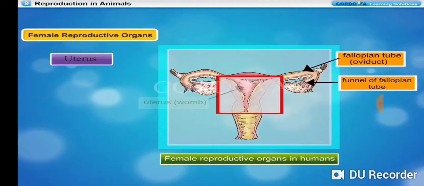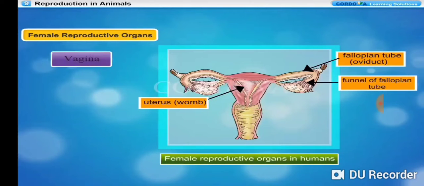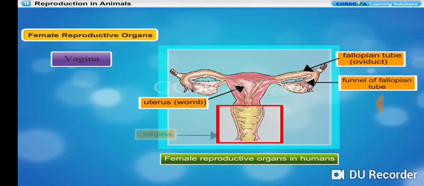Uterus, womb. The 2 fallopian tubes connect to a bag-like organ called the uterus, or womb. The growth and development of a fertilized egg, the zygote, into a baby takes place in the uterus. Do you know, the uterus has muscular tissues that expand during pregnancy to hold the growing fetus and contract after the birth of the baby.